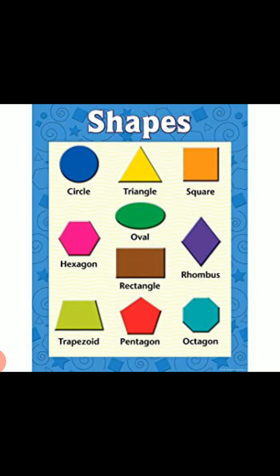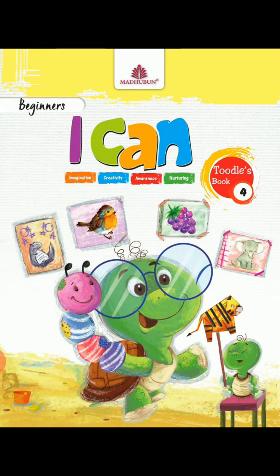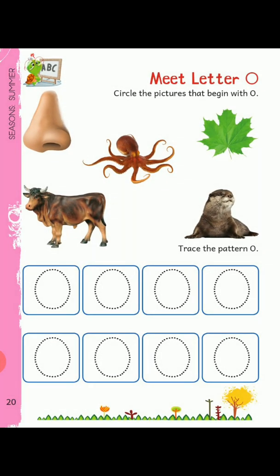Okay, dear students, now open your book, I Can Beginners, Book 4, and go to page number 20. Here we have an activity, that is, meet letter O. So look at the first part of this page. Here we have some images and you have to tell me which picture begins with letter O. Let's check the images one by one.